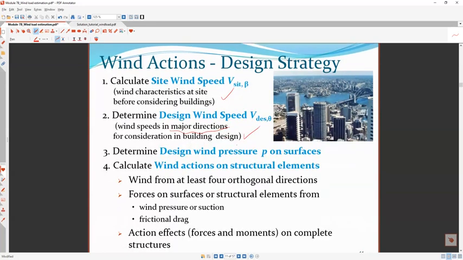So this is something different. A building can have any orientation. It's nothing to do with north, east, south. North, east, south is different. But the building can be oriented in any direction. That's what the theta represents.